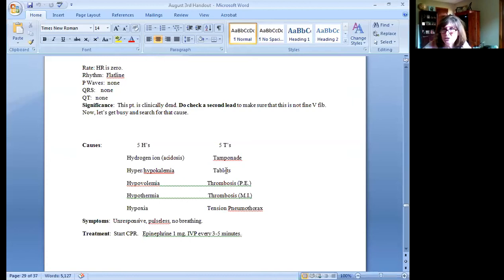Could be tablets, a drug overdose, or a clot, a thrombosis to the lungs, a pulmonary embolus sitting in the pulmonary artery, or a clot in a coronary artery causing an MI, a myocardial infarction. Ms. Dickerson is going to talk about tension pneumothorax and oxygenation too.